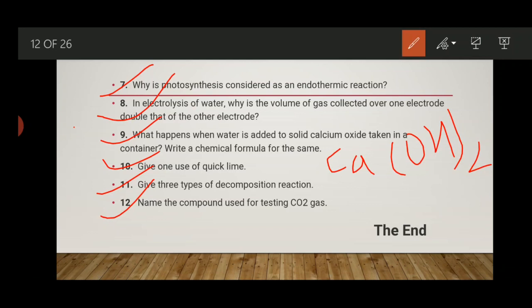Which compound we use for testing CO2 gas, that you have to write. See, these are the important questions which you will get in your board examination. For board exam point of view, these questions are very important. With this topic, our chapter is over.